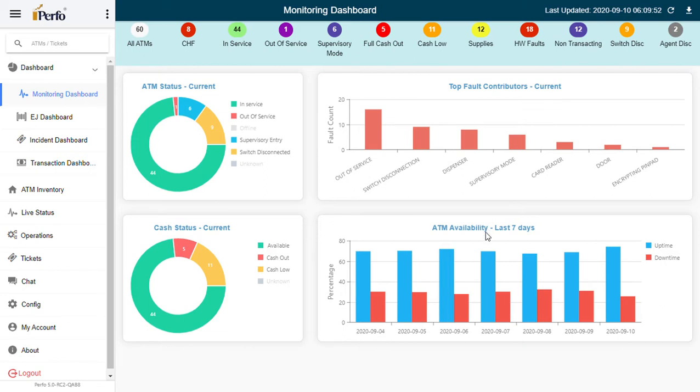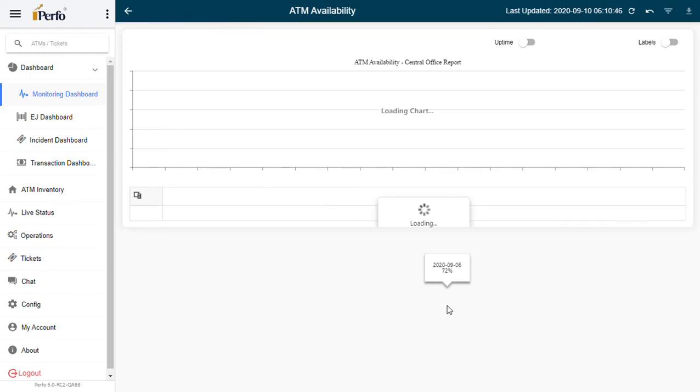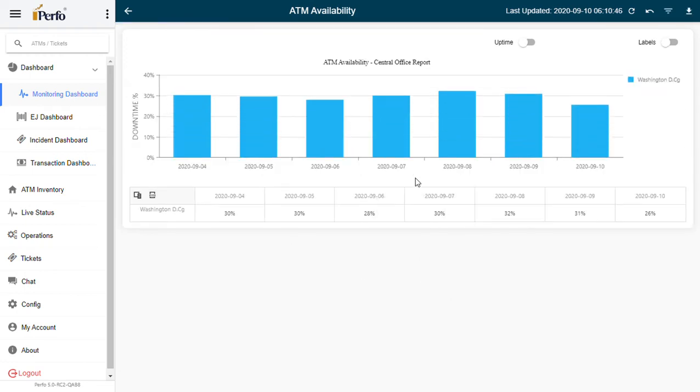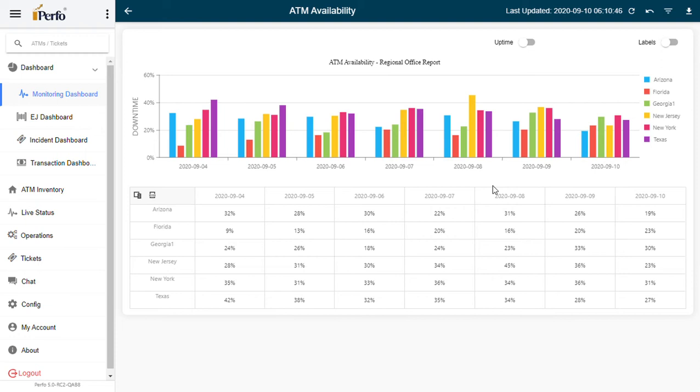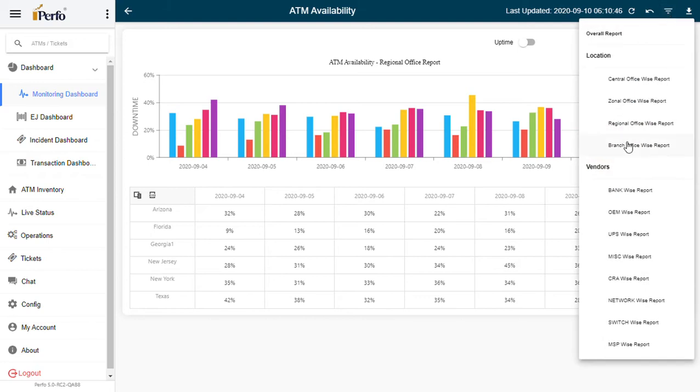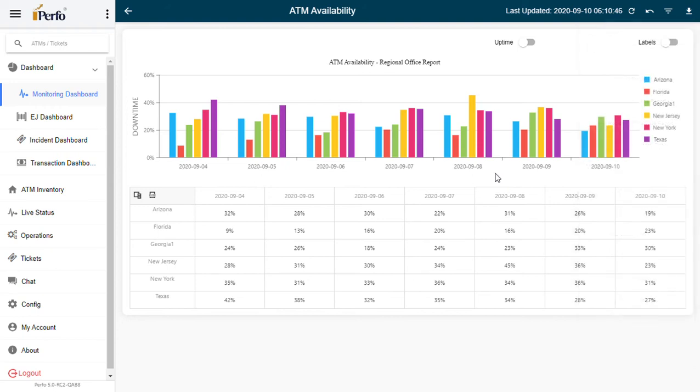Okay, then coming back to availability, I showed you the date-wise availability. Now we want to make some sense out of this. For example, here I want to see whether this availability drop, or drop in uptime, is specific to a particular region. So there is this grouping menu which you can use to look at the same availability data from different perspectives. Right now I have thrown up this data at the regional office level.